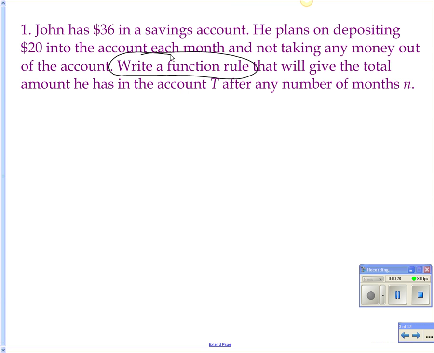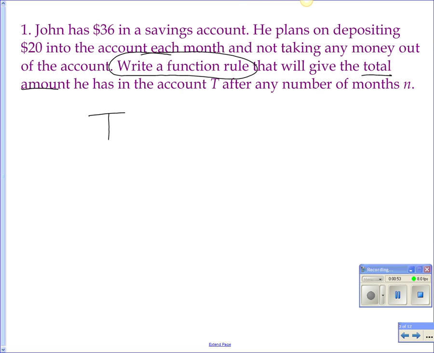That's what it's telling you to do. So we're going to circle that. That's what it wants you to do, write a function rule. The next thing we have to decide is what it wants to be a function rule about. So we keep reading. Write a function rule that will give the total amount that he has in his account. And they say to use the letter T. So we're going to put a T for total amount. So we're writing a function rule for the total.